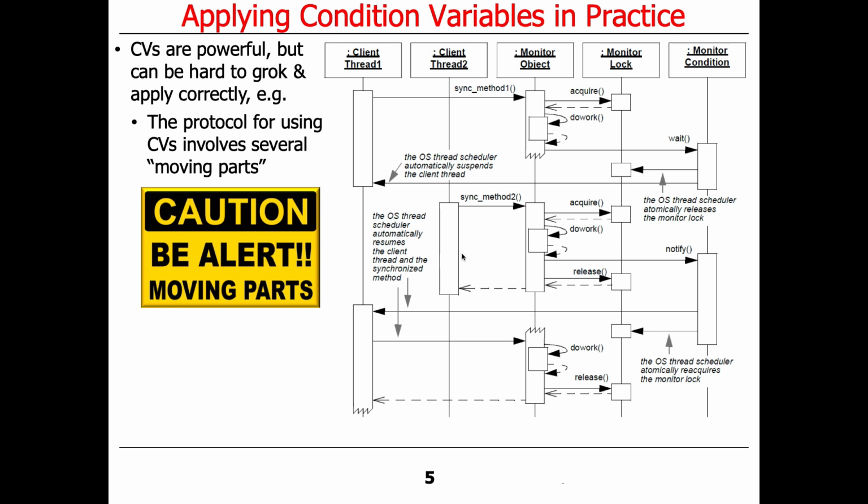Thread 2 comes along, and it's going to call another sync method. In this case, it's going to call put, which is going to try to put something on the queue. It's going to try to acquire the monitor lock, which it will get because nobody else is owning it at the moment. The other thread is asleep. It then does some work, which in this case involves putting a message onto the queue. And then it notifies the not empty monitor condition that there's something on the queue. Then client thread 2 releases the lock and goes on its merry way.